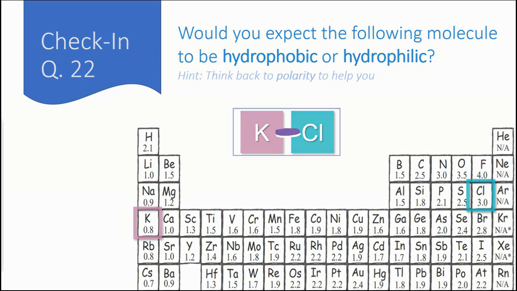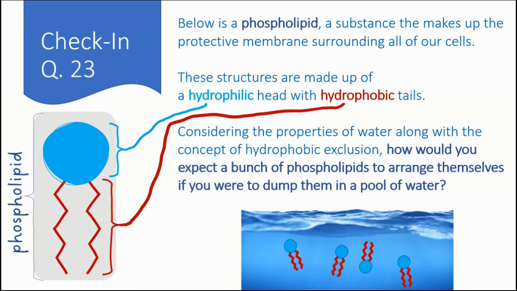Number 23, below is something we call a phospholipid, which is a substance that makes up the protective membrane surrounding all of our cells, right? If you've ever heard of a plasma membrane, it's made up of these guys. These structures are made up, though, of a hydrophilic head and hydrophobic tails. Considering the properties of water, along with the concept of hydrophobic exclusion, how would you expect a bunch of phospholipids to arrange themselves if you were to dump them in a pool of water?